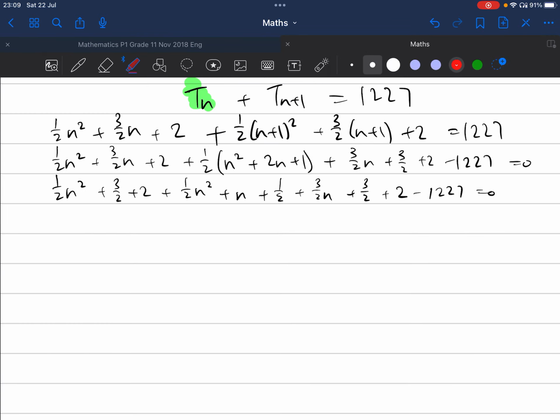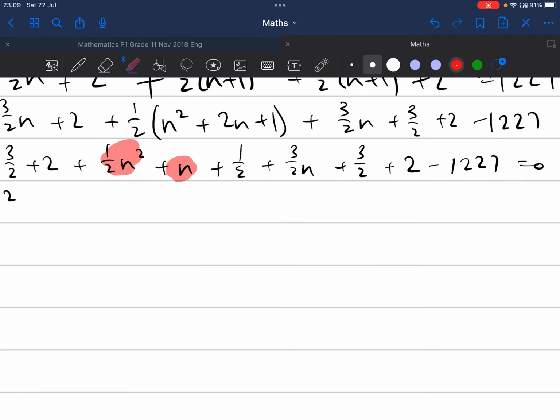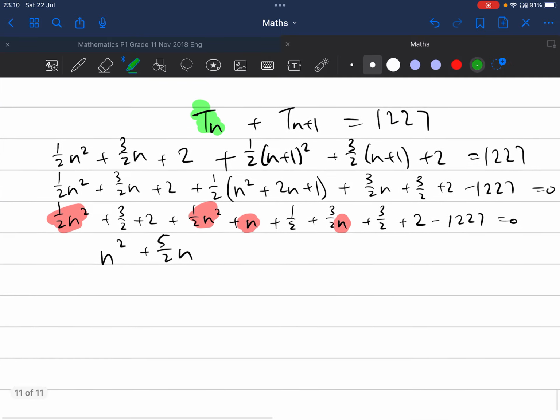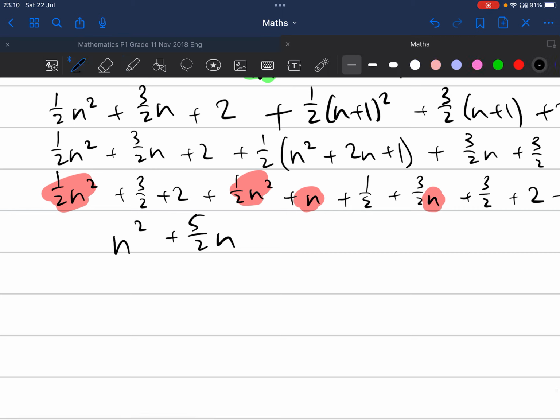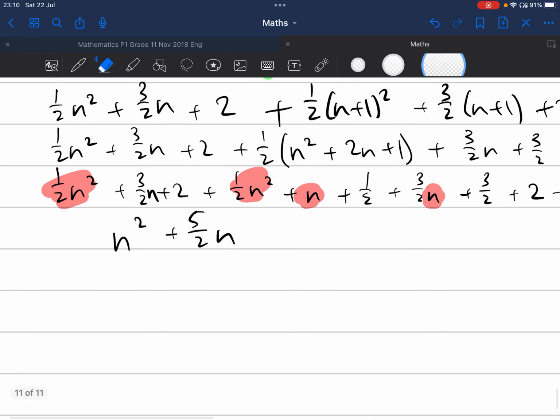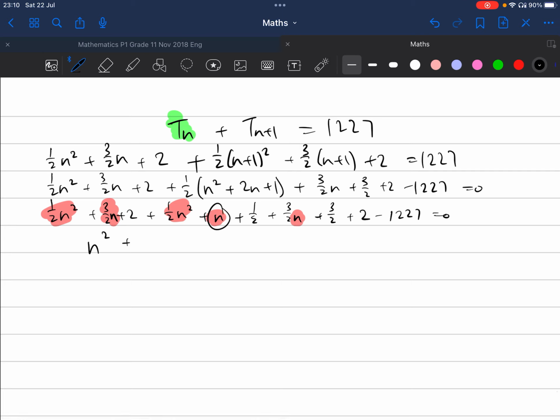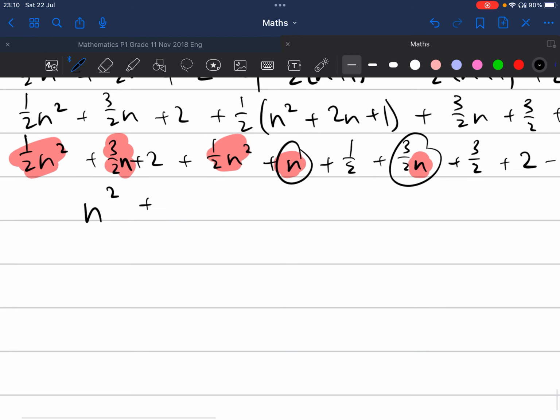Now I'll group like terms. So let's find all the n squareds. I think that's the only two. So half plus half is 1, so we just have n squared. Now let's find n. So here's n, here's n. I think it's just those two. So 1 plus 3 over 2 is 5 over 2. Now let's find all the ones without variables. Lucky I caught this, I'm just looking now, this is supposed to be 3 over 2n. This is also n. So that should actually be 3 over 2 plus n, so plus 1, plus 3 over 2. So this is 4n.